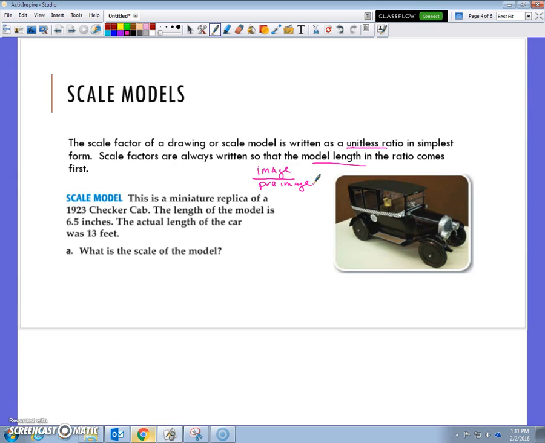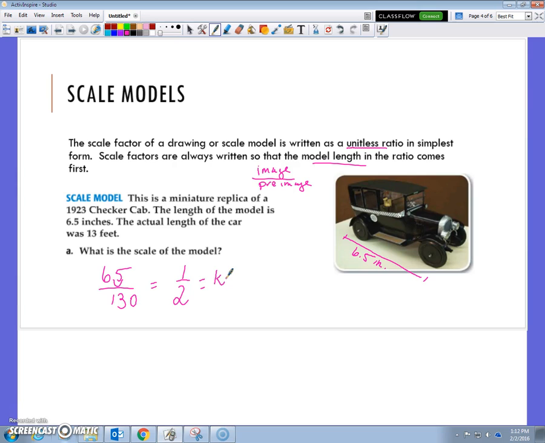Okay, so this is a miniature replica of a 1923 Checker cab. The length of the model is 6.5 inches, and it says the actual length of the car was 13 feet. What is the scale of the model? So the actual length was 13 feet, and we have the comparison 6.5 to 13. Because it's just asking what the scale is, we can reduce this. 6.5 is exactly half of 13, or 65 is exactly half of 130. We could say that the scale model is 1/2.